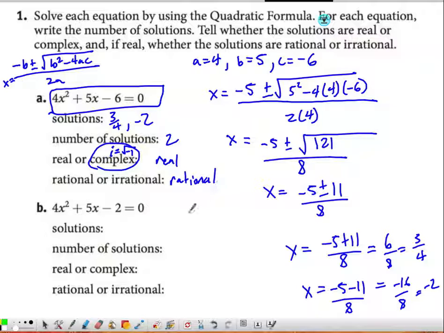How do I know if I don't have a rational solution but an irrational solution? A very simple way to tell if you have an irrational solution is if you have the square root of a number that isn't a perfect square, such as 3. Notice here we have the square root of 121, and 121 was a perfect square, which means it came out to a whole number. If you do have the square root of a number that isn't a whole number, then you have an irrational solution.